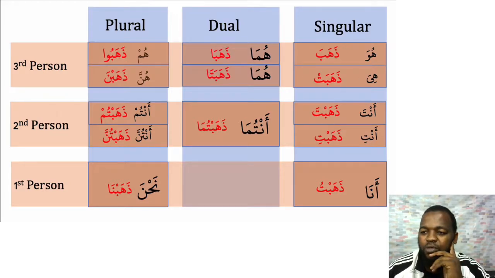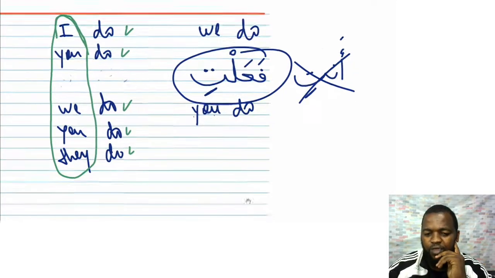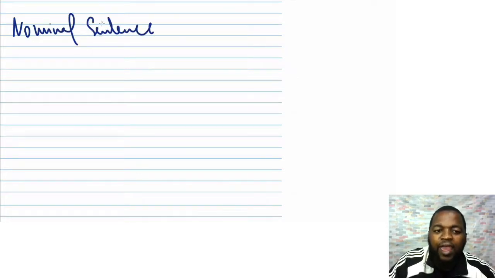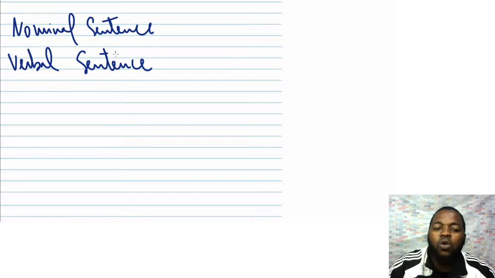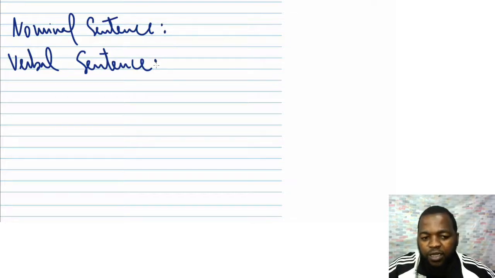But before conjugating, let me tell you this. We have two types of sentences in Arabic language. We have nominal sentence and verbal sentence. So we have two types of sentences in Arabic.